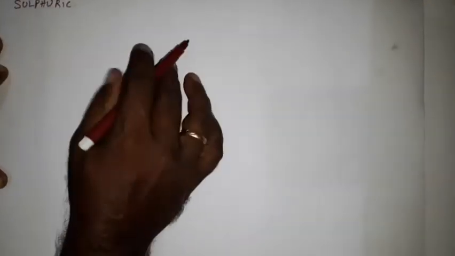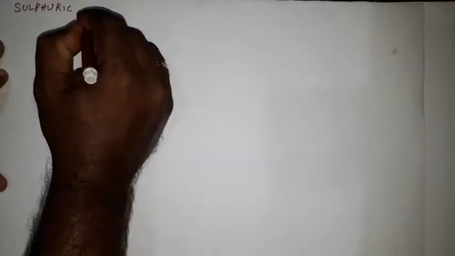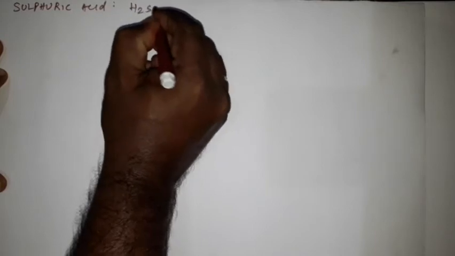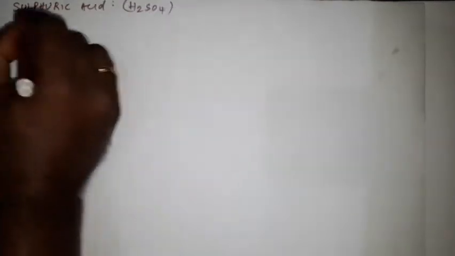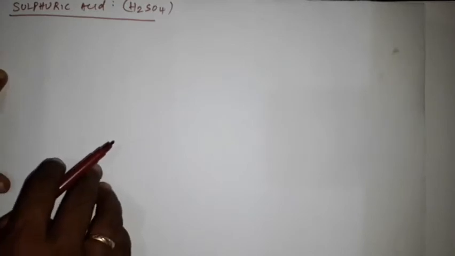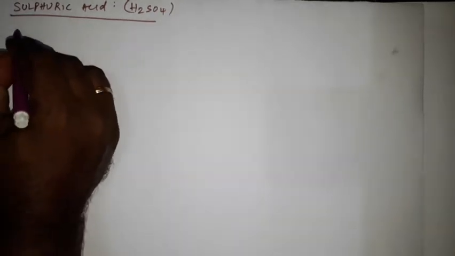Sulfuric acid. Formula is H2SO4. So in sulfuric acid, we will learn about the preparation, then properties and uses of sulfuric acid. Okay. So first one is preparation of sulfuric acid.